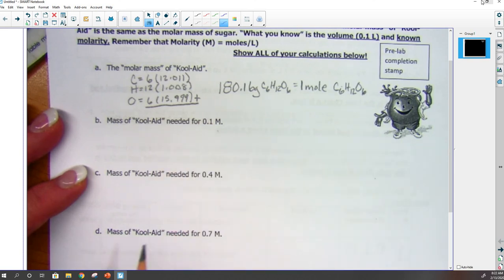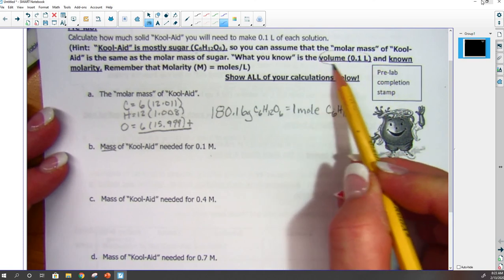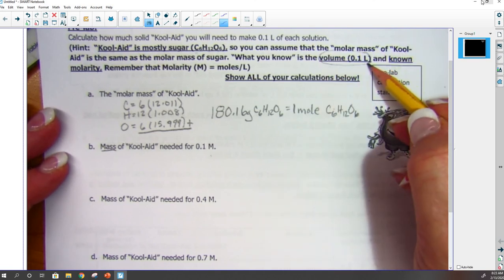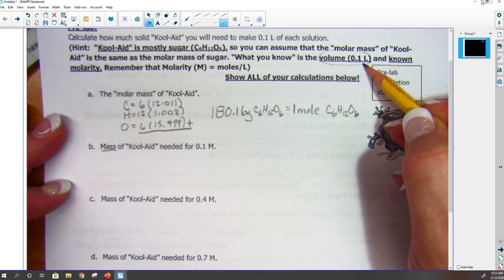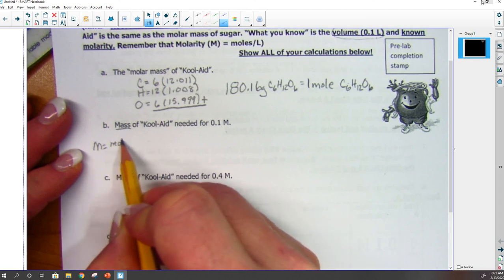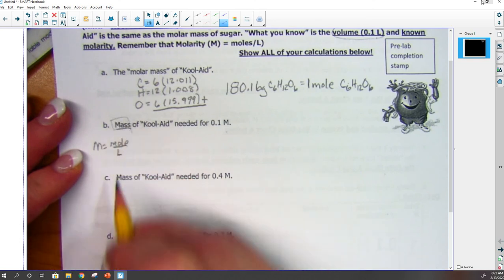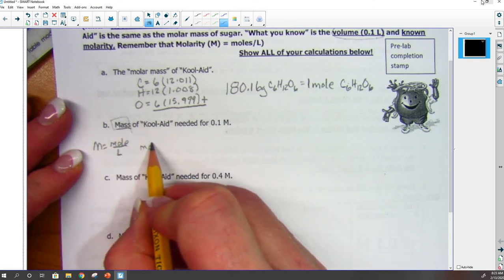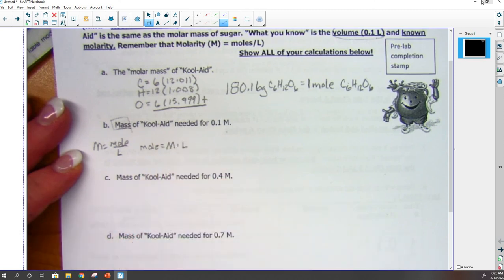All right, next step here. We want to find out what mass of Kool-Aid we need to weigh out. Now up here, it said that we're going to assume the volume that we're going to use in the small cups is 0.1 liters. Okay, so we're going to assume that. So we know our equation is molarity equals moles divided by liters, right? And to find a mass, we're going to have to rearrange that so we solve for moles and then change the moles to grams. So to find moles, we're going to take molarity times volume.